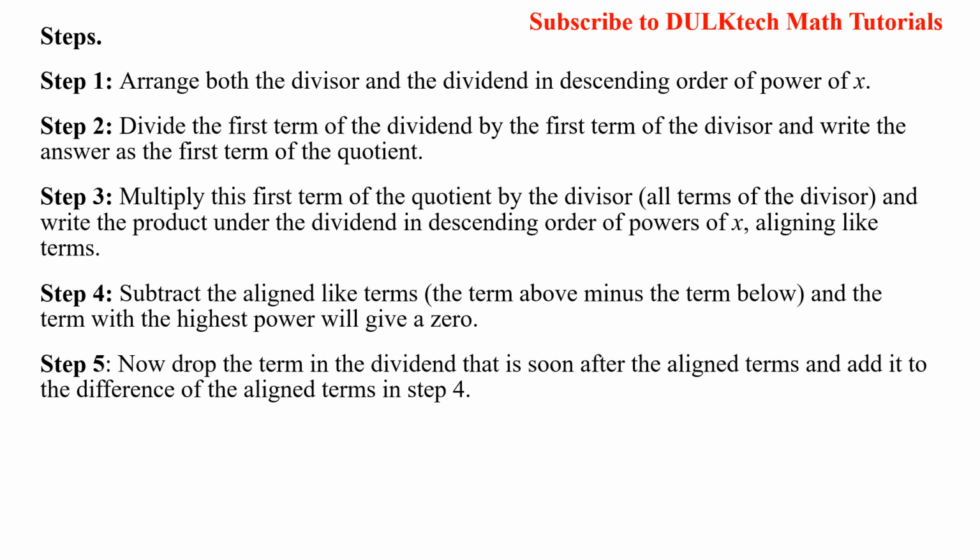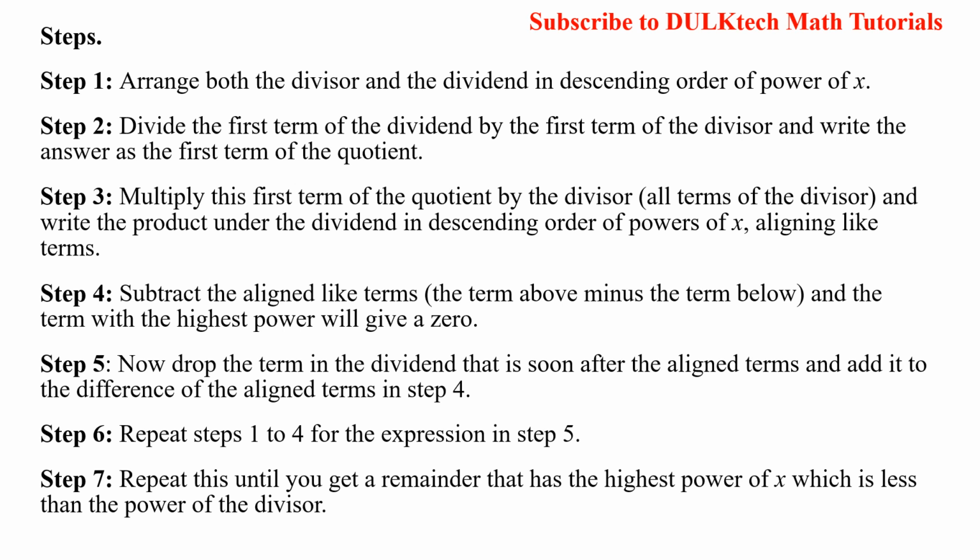Right, let's move on to the sixth step where we repeat steps 1 to 4 for the expression in step 5. And the last step, the seventh step, we repeat the whole of this process until we get a remainder that has the highest power of x less than the power of the divisor. Right, let's now work out this first example so that we understand better.